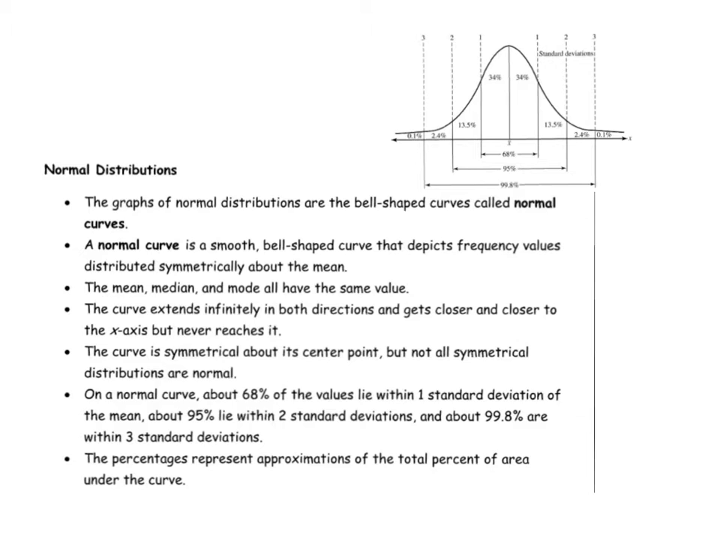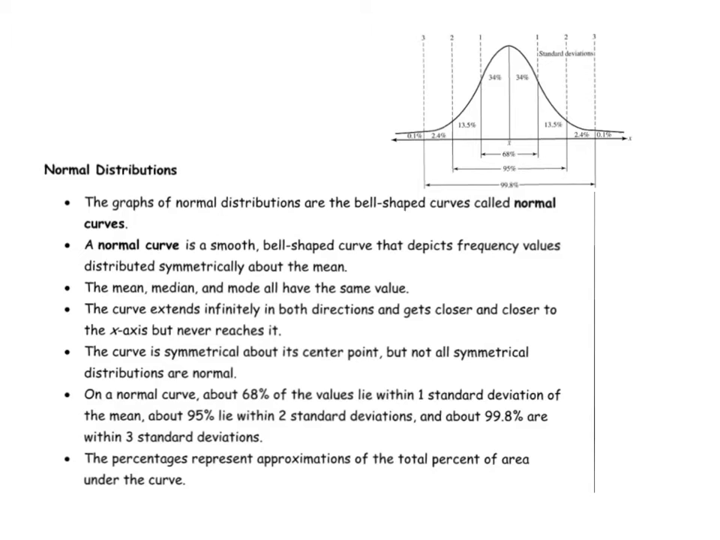The mean, median, and mode all will have the same value in a normal curve. The curve extends indefinitely in both directions and gets closer and closer to the x-axis, but never reaches it. The curve is symmetric about its center point, but not all symmetrical distributions are normally distributed.